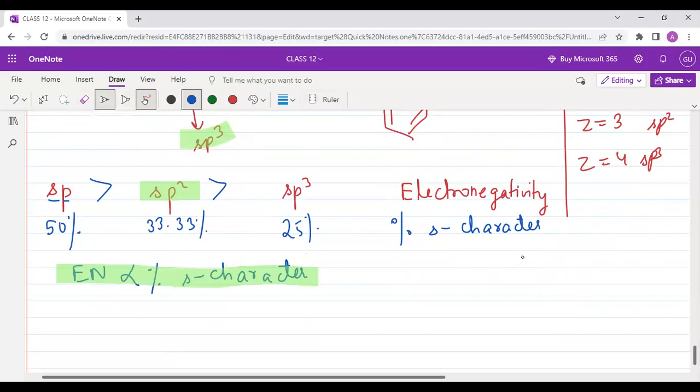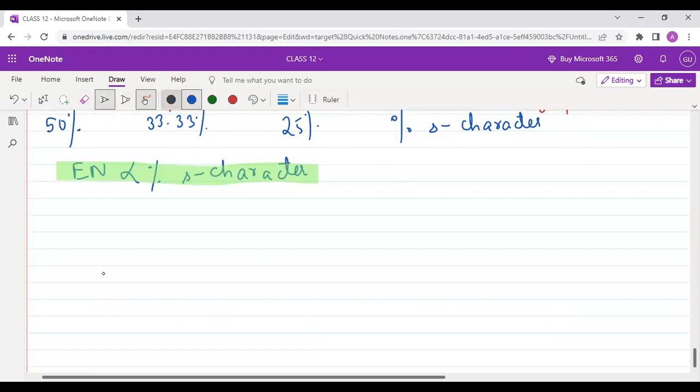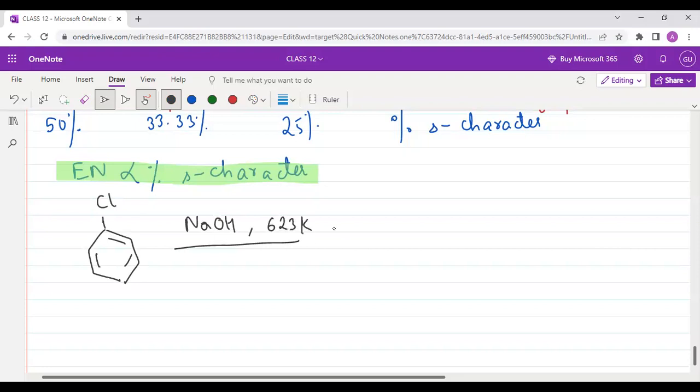Understood? So this you should remember. Then you should remember some reactions. Suppose we have chlorobenzene, a benzene ring with chlorine. If you react it with NaOH at 623 Kelvin and 300 atm pressure, that means very high pressure and temperature conditions, this chlorobenzene will get converted into phenol. This you have to remember. And phenol is a benzene ring attached with OH.